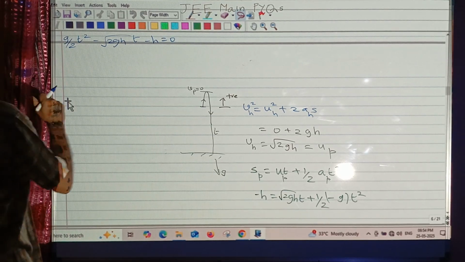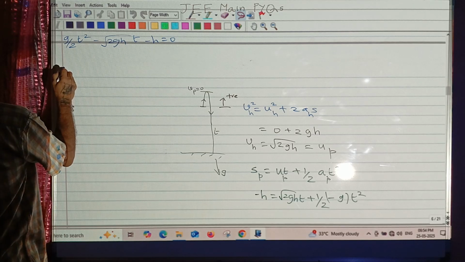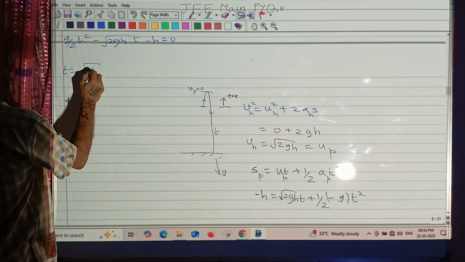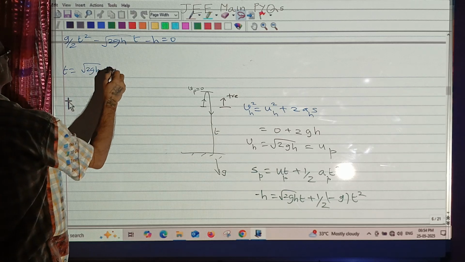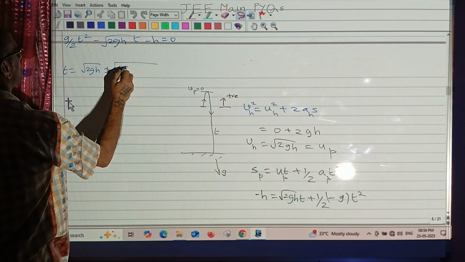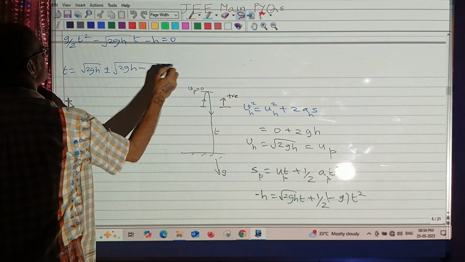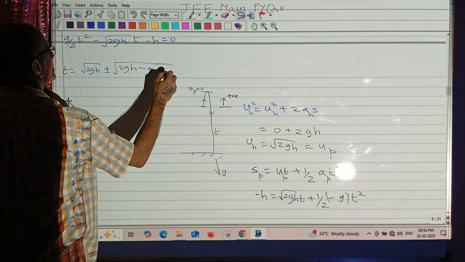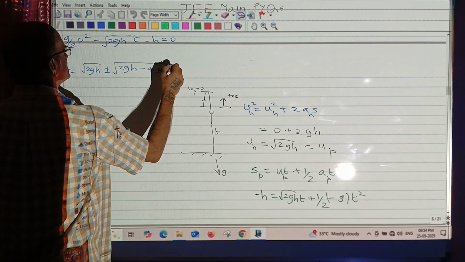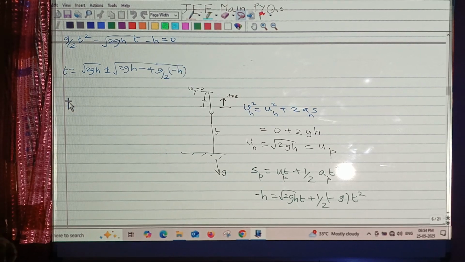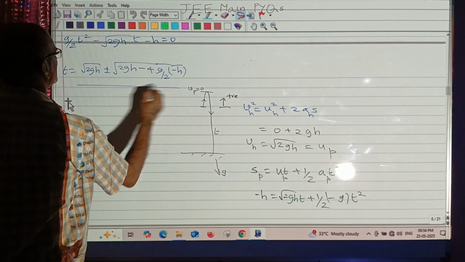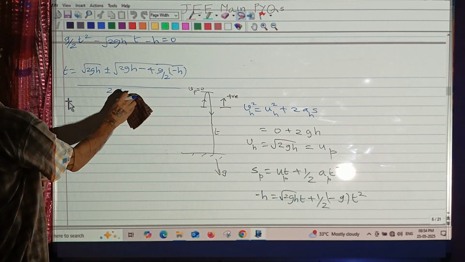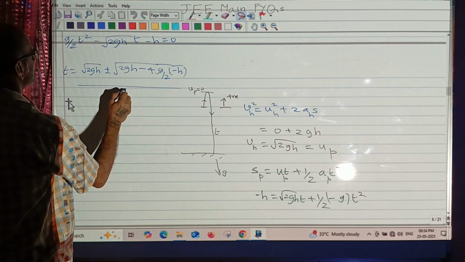So the roots will be minus b, that is square root of 2gh, plus or minus square root of b square, which is 2gh, minus 4ac. A is g by 2 and c is minus h, divided by 2a. A is actually g by 2, so 2a is g.